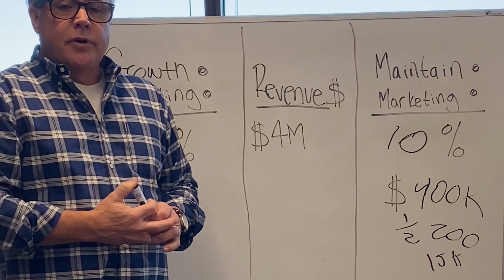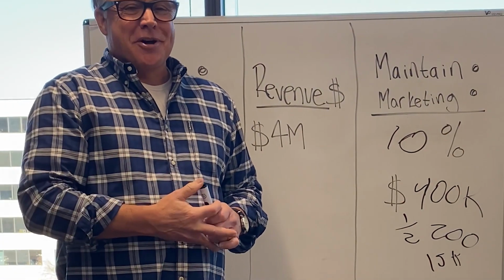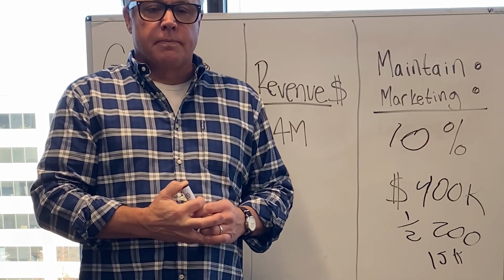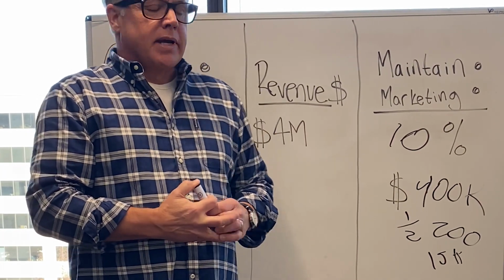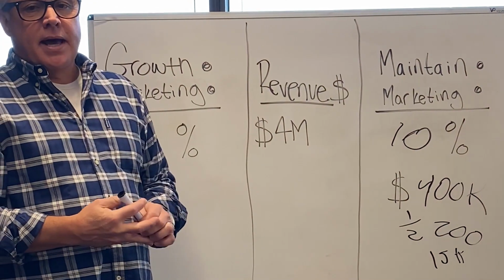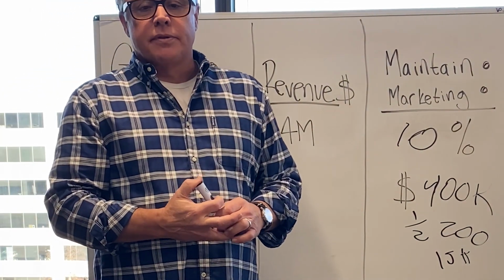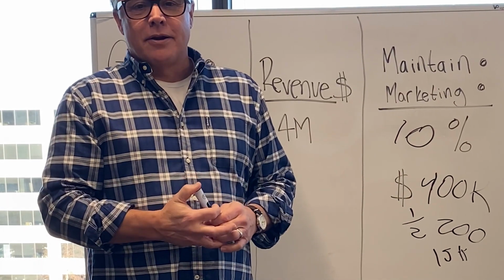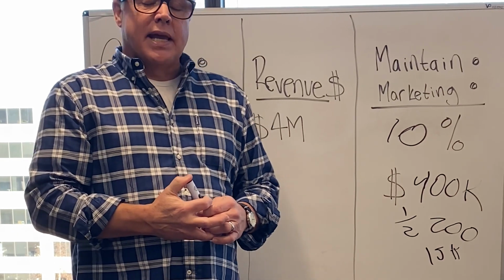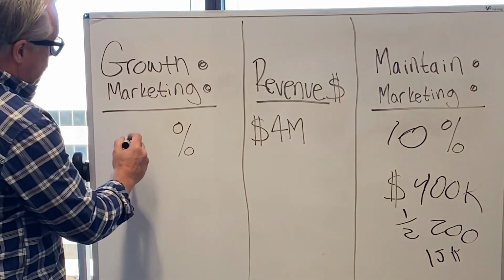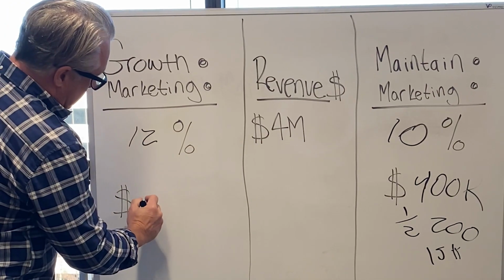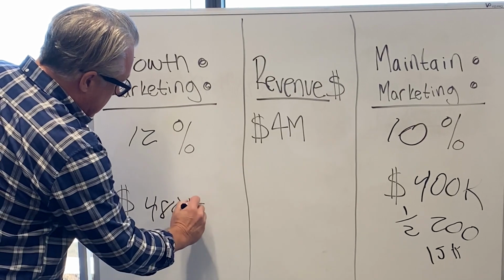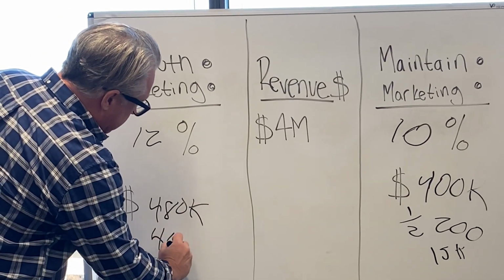Now, on the other hand, if you're in a growth mode, which as I understand this audience to be, we would suggest weighting that a little heavier towards 12% in most markets. Using that $4 million example again, that would equate to $480,000. At 12%, that would be $480,000 or $40,000 a month.